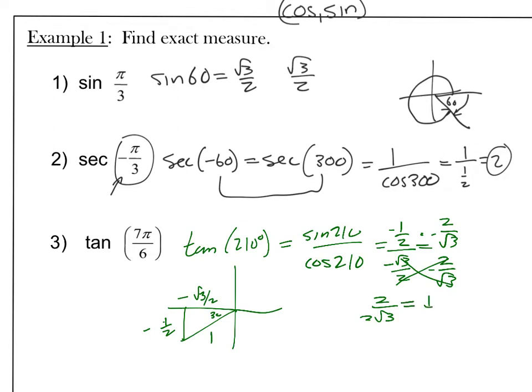So that becomes 1 over square root of 3. So simple, rationalizing later, I get square root of 3 over 3. So that's my answer. That's going to be my tangent of 7 pi over 6.